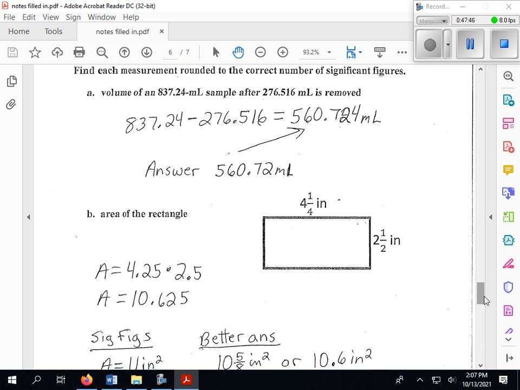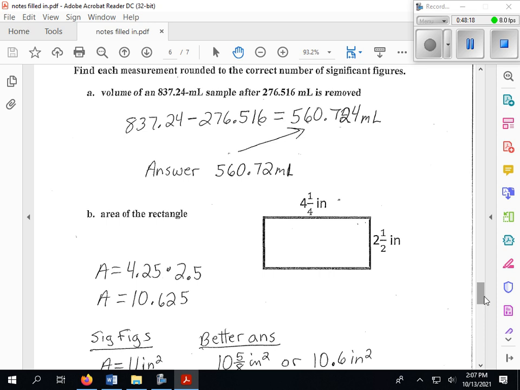So if we're subtracting, what did it say to do? It said to do what? Using addition or subtraction, calculate to no more digits to the right of the decimal than either of the first numbers. So this one had how many places to the right? 2. This one had 3, so we want to round it off to no more than 2 places.